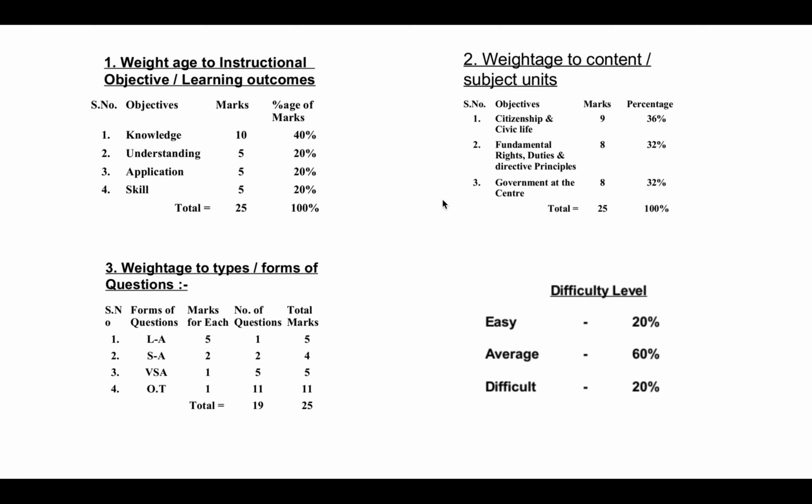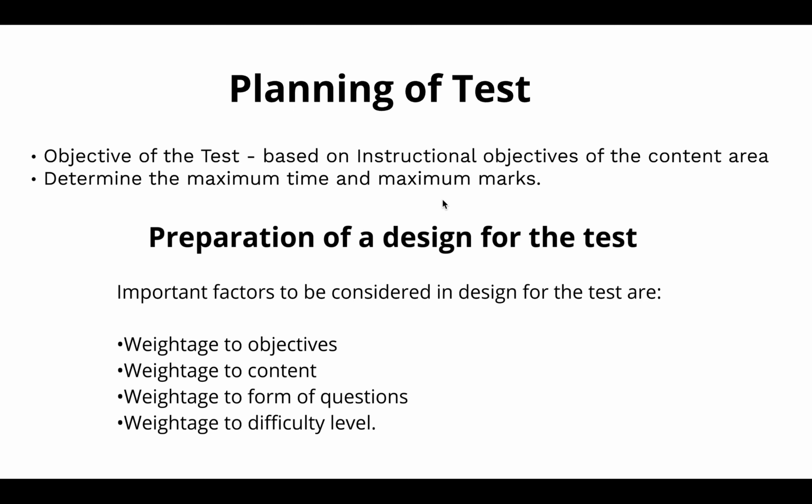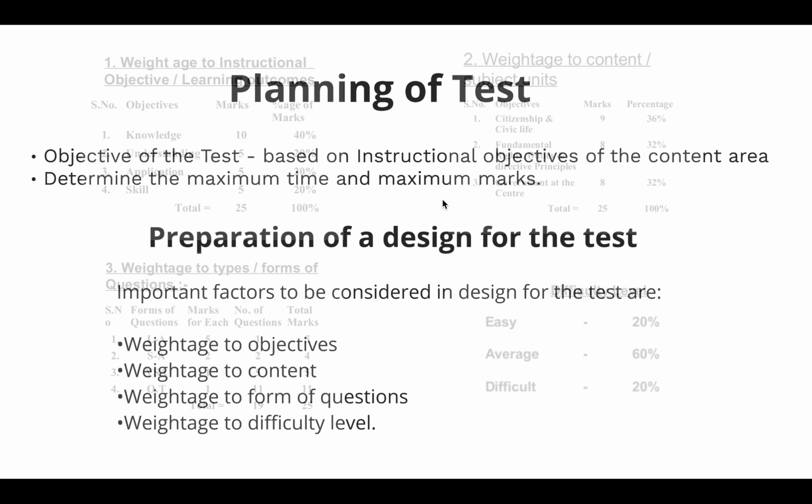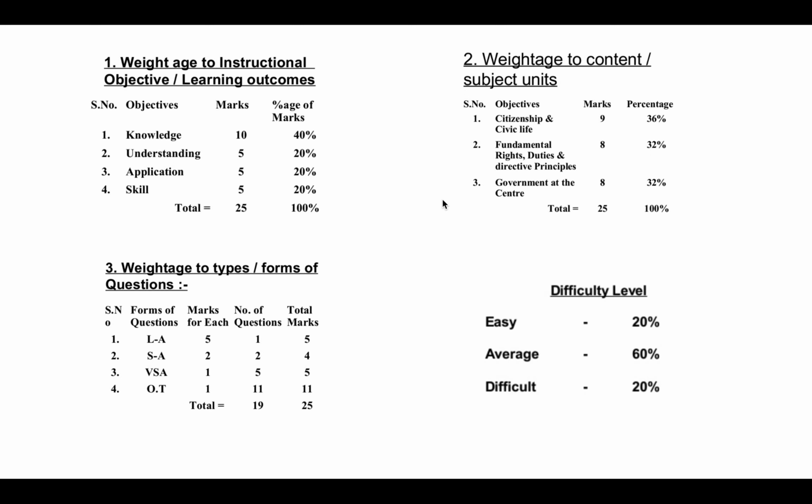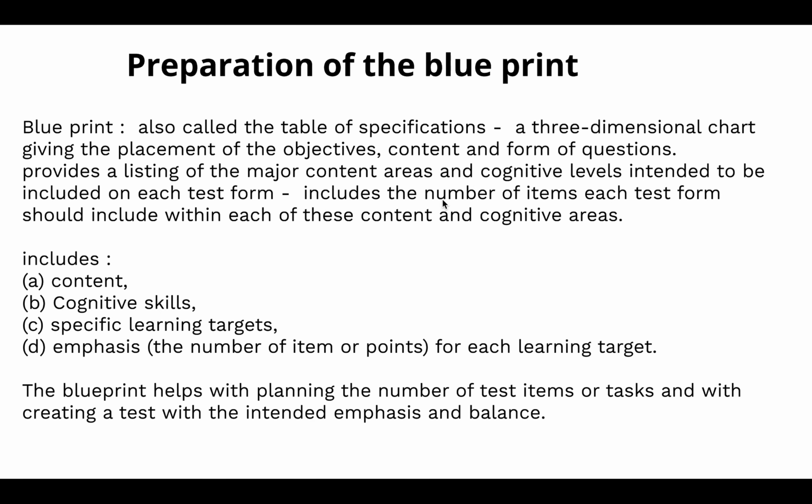In the last level we saw these designs. We have to prepare a design for the test. And then we gave weightages, we made different tables based on the objectives, weightage to objectives and to content, to form of questions, and based on the difficulty level we prepared it. And then we have this preparation of the blueprint. So blueprint is also known as the table of specification.